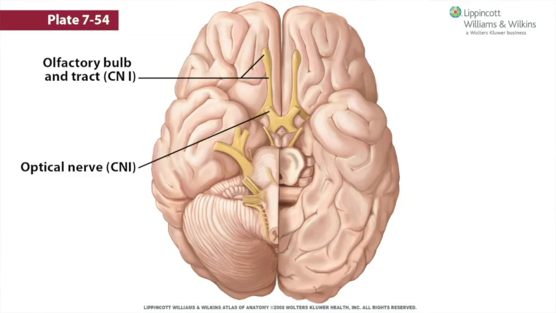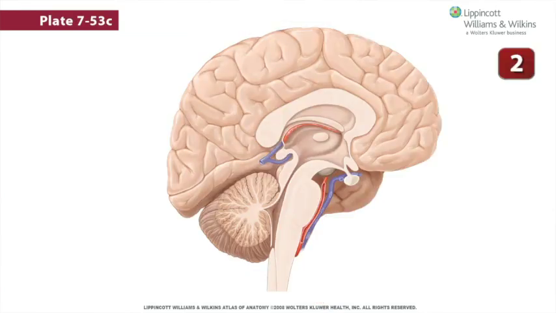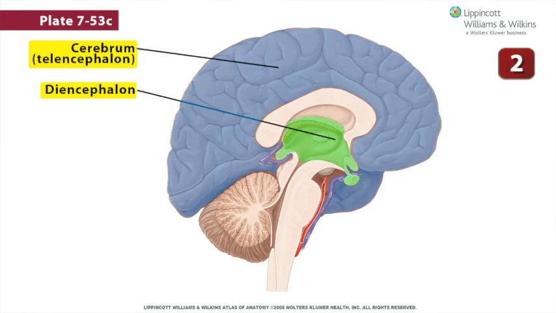Most cranial nerves originate or terminate in the gray matter of the brainstem at collections of neuronal cell bodies called nuclei. The first and second cranial nerves are the exception. They are extensions of the forebrain. Recall that the forebrain is equal to the cerebrum plus the diencephalon.